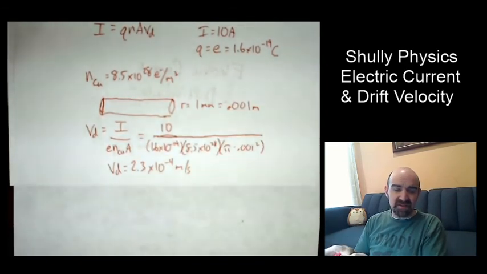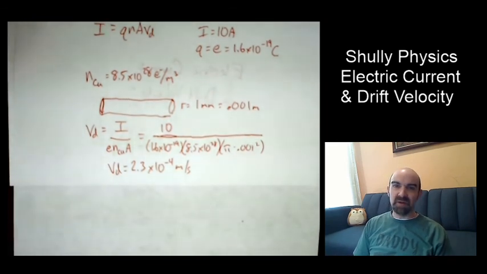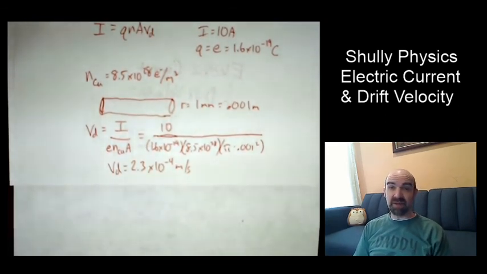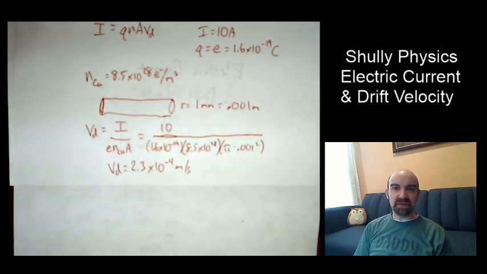As you can see, that's not a very fast velocity at all. When you're talking about the speed of light, 2.998 times 10 to the 8 meters per second, this is extremely small. I don't even know if I could roll this pin that slowly. So there we have it, drift velocity, electric current. Try out a few examples.